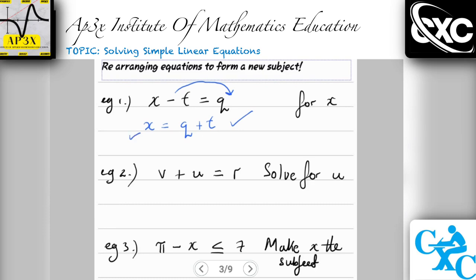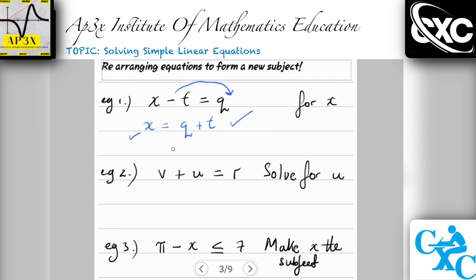All right, now provided that we are given a value of q and a value of t, then we can therefore solve for the value of x. But for now, the most that we can do is solve for x, or rearrange the equation for x. Very similar here. We're looking at an example, say here v plus u is equal to r, and we're going to be solving for u. All right, again, removing the word solve because we won't get an actual answer for u, but we're going to get an equation that can actually find the value of u.